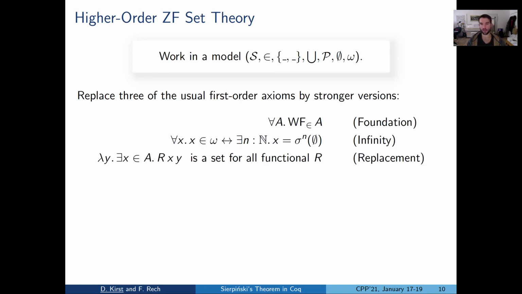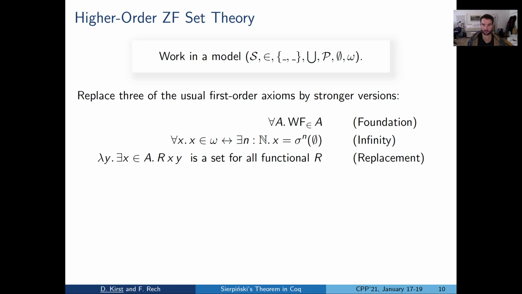And the 3 axioms that differ from their first order versions are the axiom of foundation, where we state that every set has a well-founded membership relation, where well-foundedness or accessibility is expressed as an inductive predicate. The infinity axiom is formulated with reference to the external type of natural numbers. And the replacement axiom is stated, as mentioned before, for all functional relations we can form, and asserts the existence of a set representing this class. So the class of the replacement set.